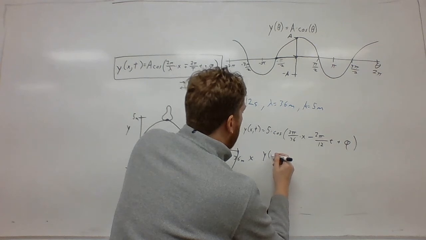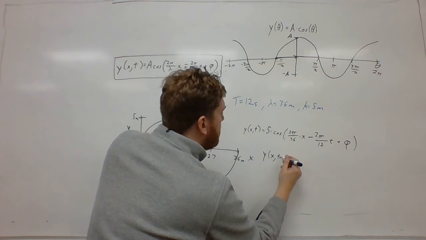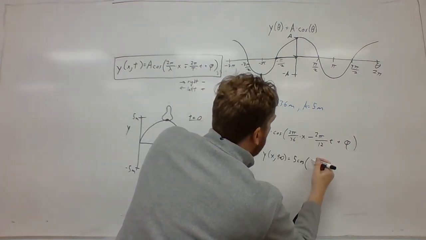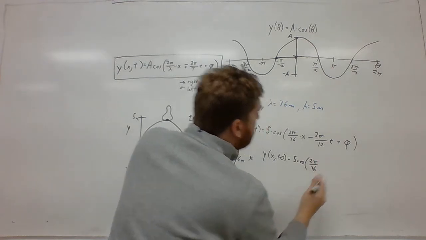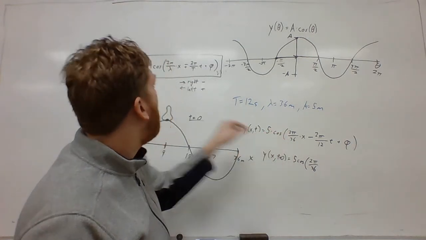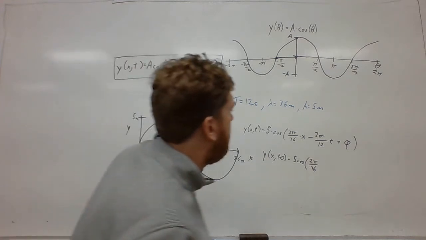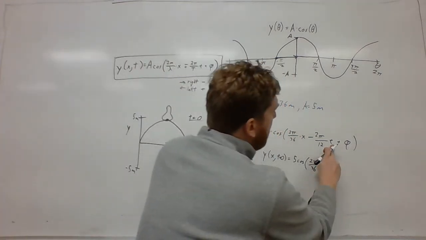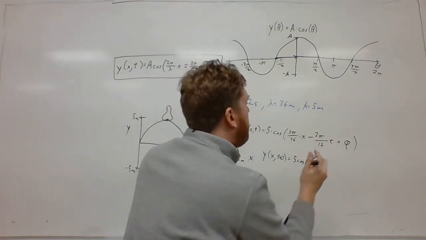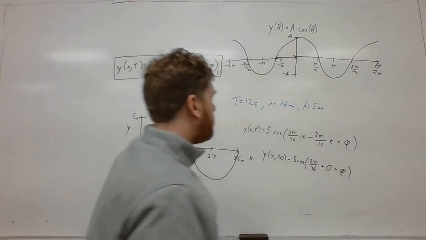So y of x, that's the graph we're drawing, at t equals 0, equals 5 cosine 2 pi over 36. Now I'm not simplifying this. The reason I'm not going to simplify this, I like it with a 2 pi on top, because then I can just read off the wavelength directly from the bottom. Now when I plug in 0 to this, this entire term is going to become 0. So I'm just going to zap that out right now. Plus 0 plus my phase constant.